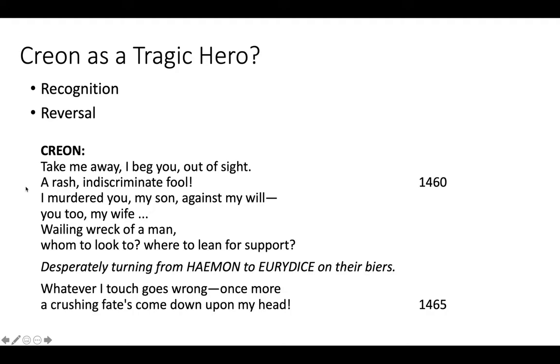So take me away, I beg you, out of sight, a rash, indiscriminate fool. I murdered you, my son, against my will. You too, my wife, wailing wreck of a man, whom to look to, where to lean for support. He's desperately turning from Haemon to Eurydice on their biers. So he's between their funeral biers where their bodies are laid out, looking from both of them, and he's totally wrecked. Whatever I touch goes wrong. Once more, crushing fates come down upon my head.